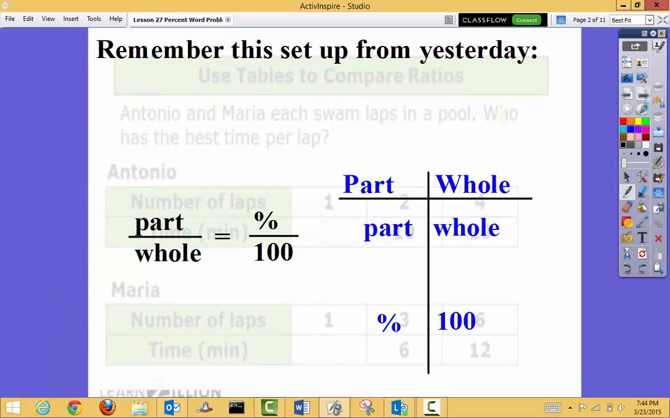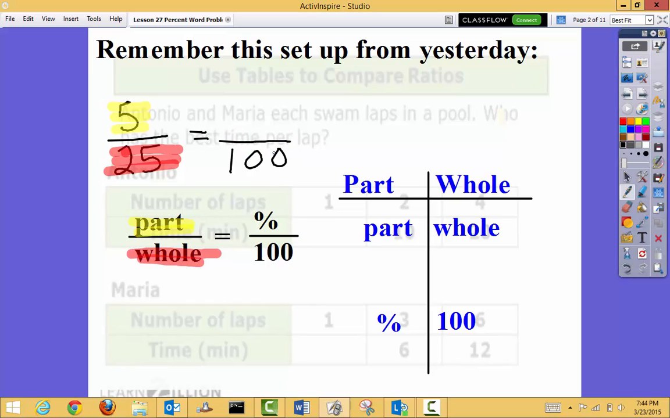So let's look at our first reminder from yesterday. This is what we just went over. When I have a part over a whole, I'm trying to convert that so its denominator is 100. So for example, this was from yesterday's problem: 5 girls are 7th graders out of 25 total on the soccer team. What's the percent? Well, here my part is what? My part is this 5. What is my whole? The whole is 25. And what am I trying to do? Well, with percents, I'm always trying to find an equivalent ratio with 100 as denominator. So how do I get from 25 to 100? Easy, I multiply by 4, and I multiply by 4.